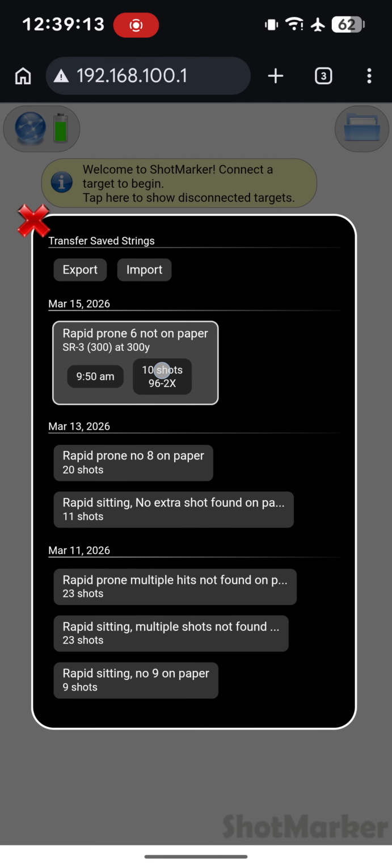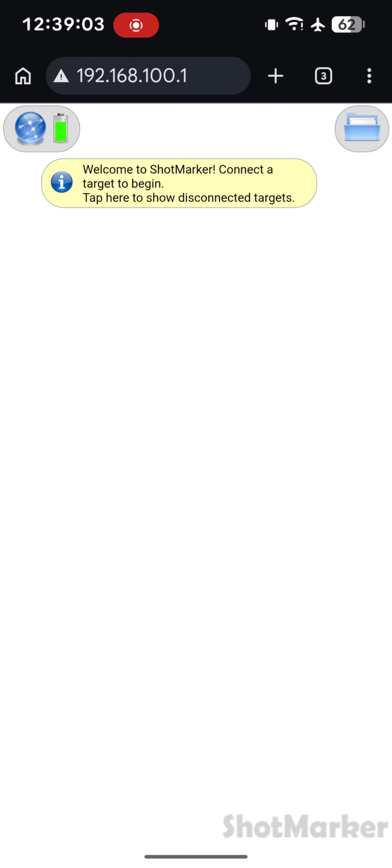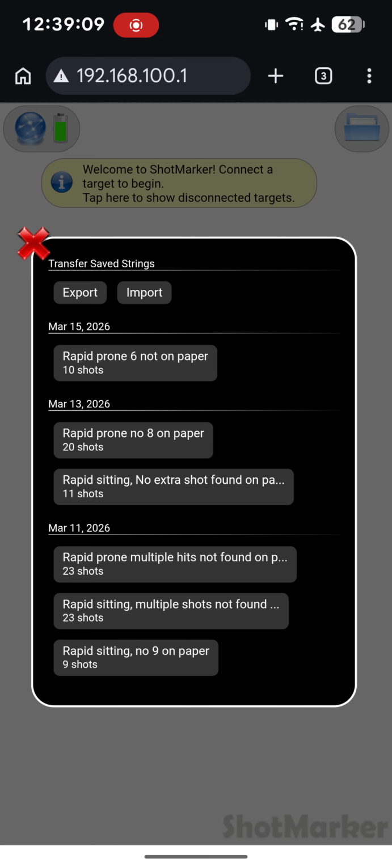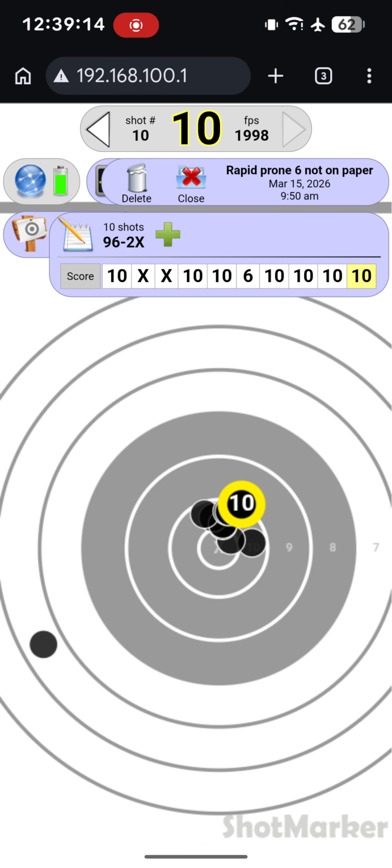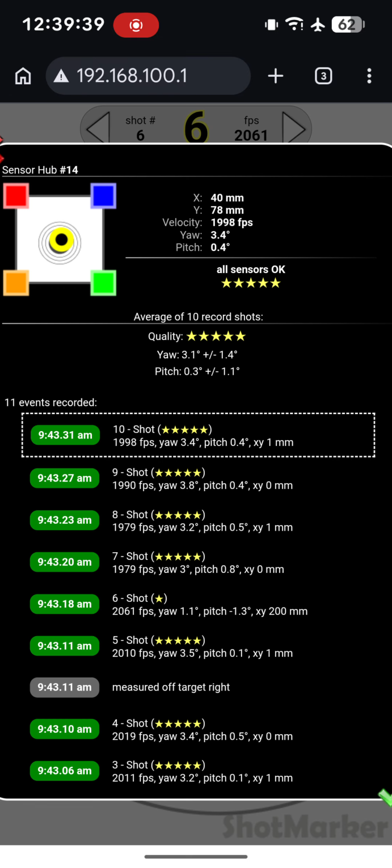All right, I've got some examples here of some rapid strings that are problematic. So let's look at the first one. This one was a rapid prone string, and as you can see, a 6 popped up on shot number 6. And if we go to the sensor monitor, which is unfortunately tucked in here behind the delete key, but it's back here.